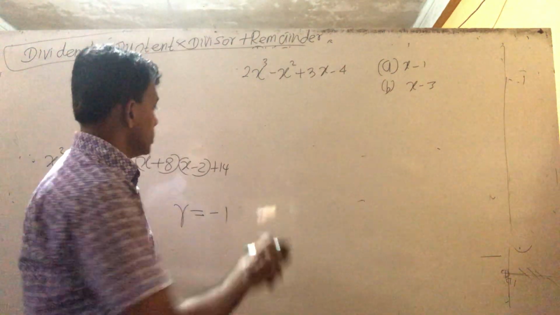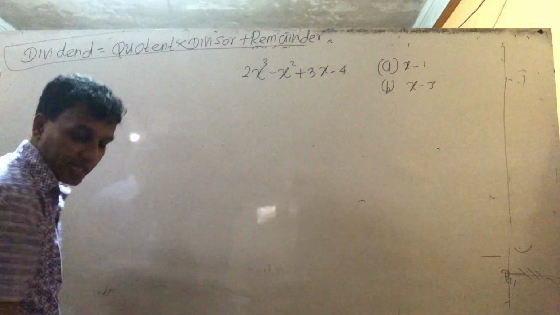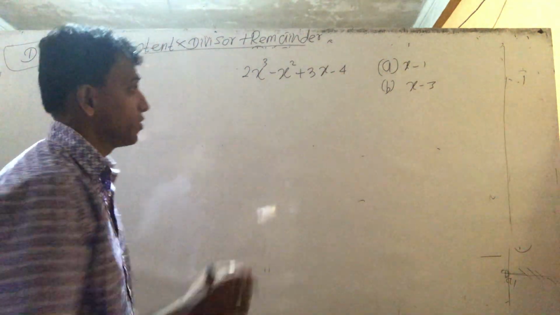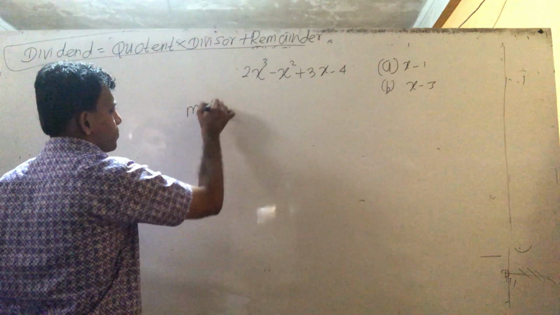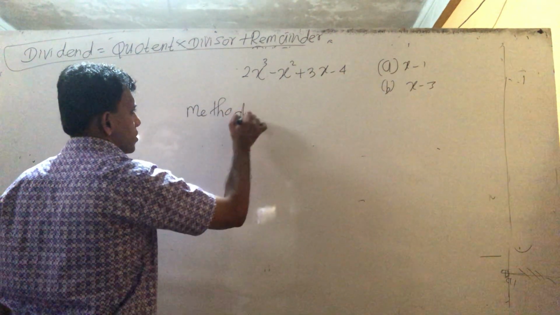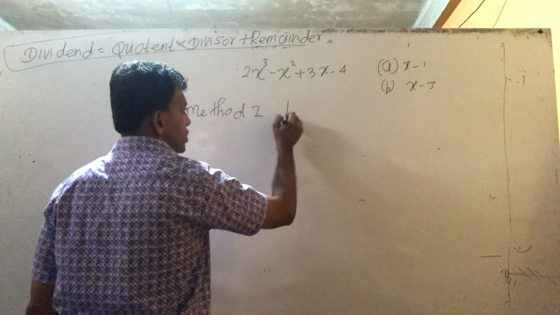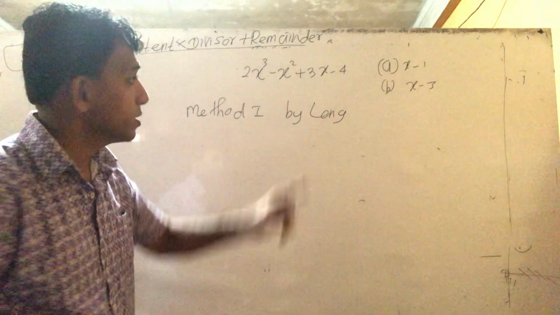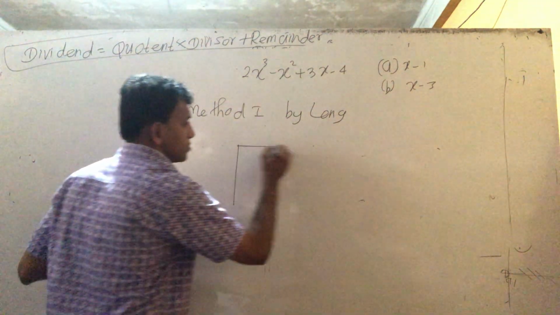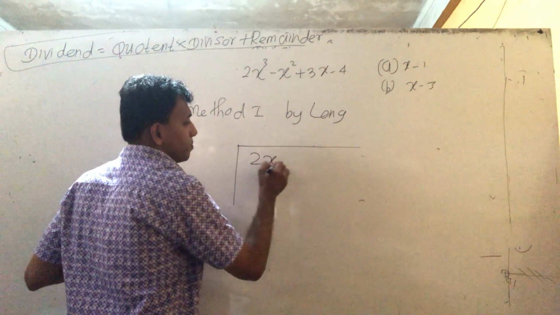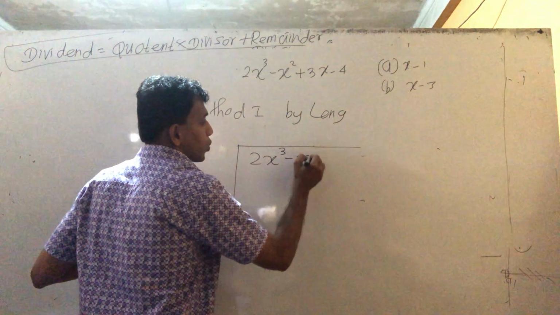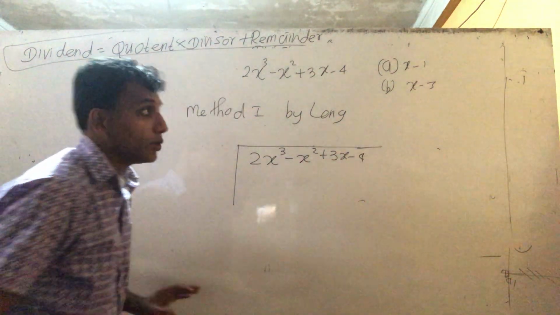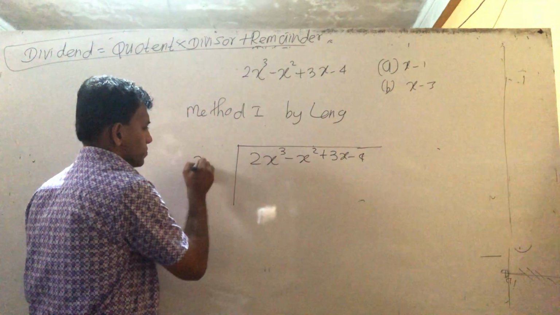Okay, now see, I show both methods and how to divide by x minus. I show the long division method first. Method 1, by long division. So what is that? 2x cube minus x square plus 3x minus 4 divided by x minus 1.